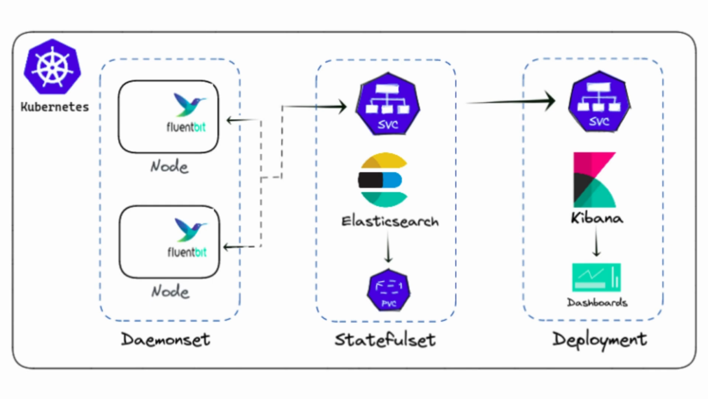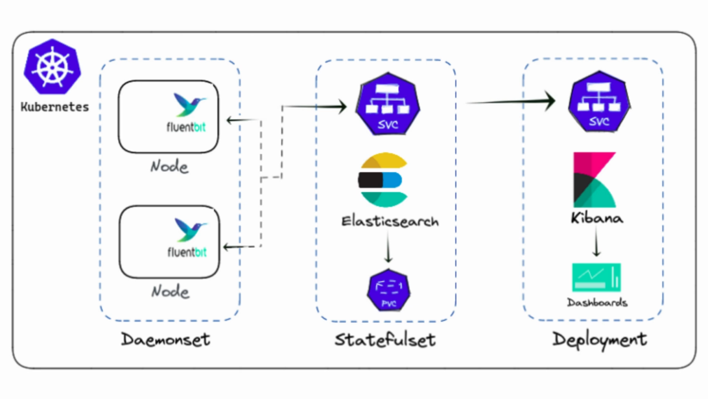FluentD acts as a log collector and a forwarder, which collects the logs from all the containers and sends them to Elasticsearch for indexing. Elasticsearch is a powerful search engine that allows for efficient querying and filtering of logs. Finally, Kibana is used for visualization of logs in an easy-to-read format. It allows you to create dashboards that help you visualize the logs and track application health.